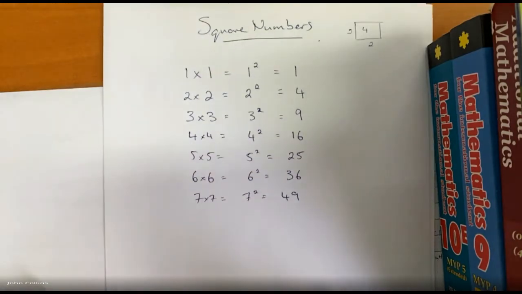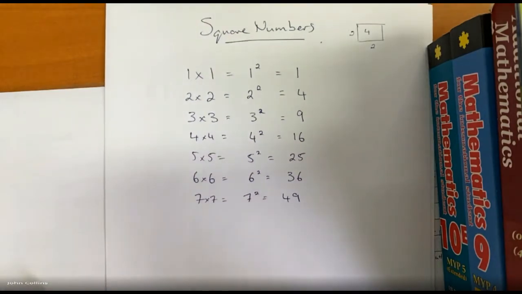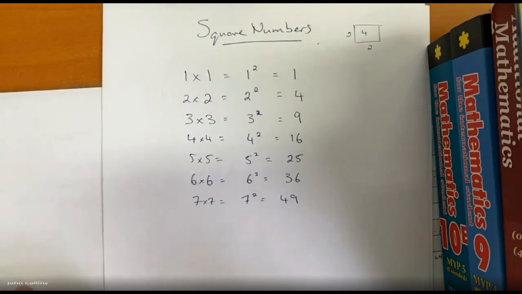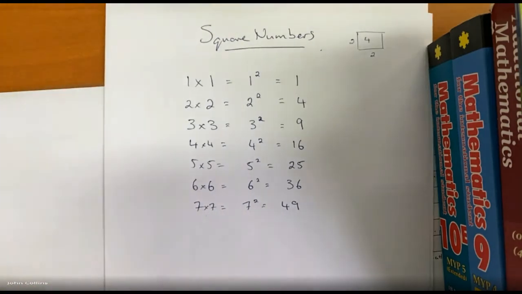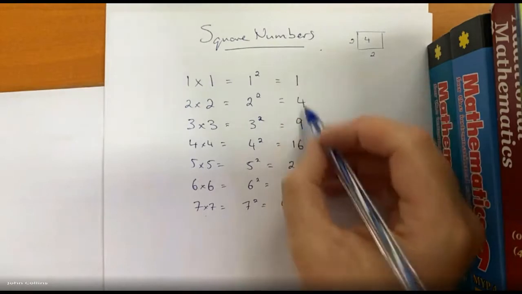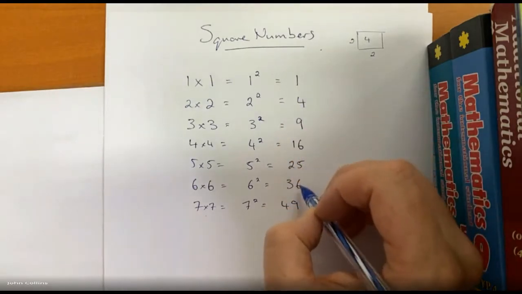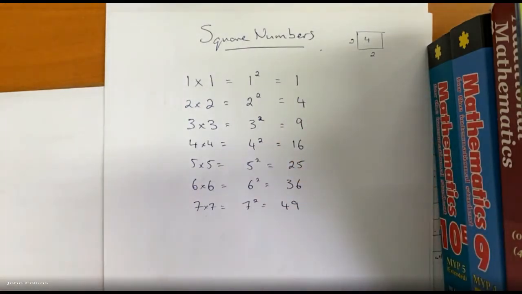So I'd expect you to know them all up until 12 times 12. You need to know those, because they're in the times table. So you should know those answers. I'm not going to write them all, but you can write up to 7. So I'll give you a second. These are the square numbers: 1, 4, 9, 16, 25, 36, 49. They're formed by multiplying a number by itself.